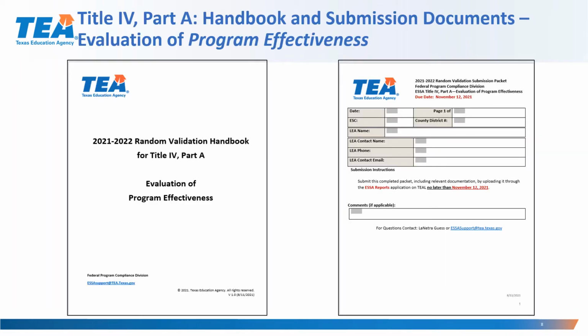LEAs should review the 21-22 Random Validation Handbook for the Title IV Part A validation requirements, evaluation of program effectiveness, additional TEA guidance, and submission instructions. LEAs will complete applicable sections of the submission packet, include relevant documentation, and follow the Random Validation Handbook instructions to upload documents through the ESA Reports application on TEAL no later than November 12, 2021.